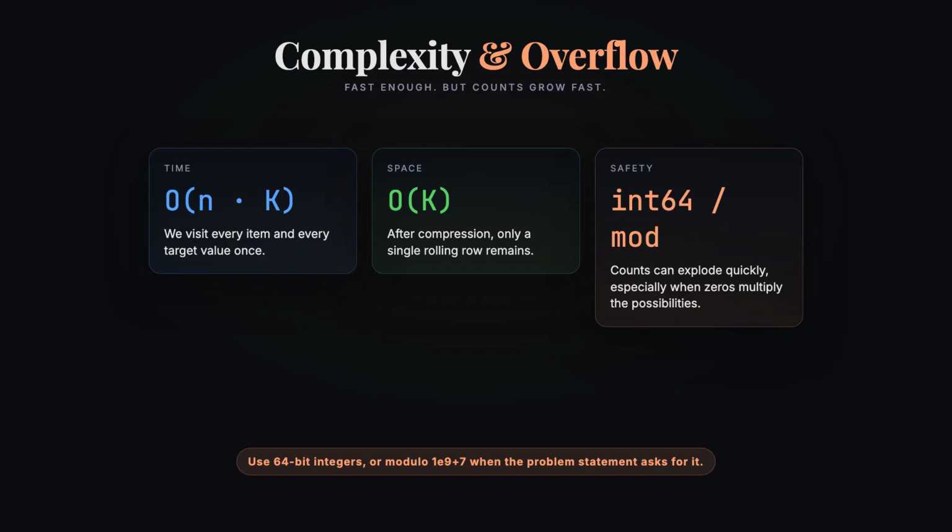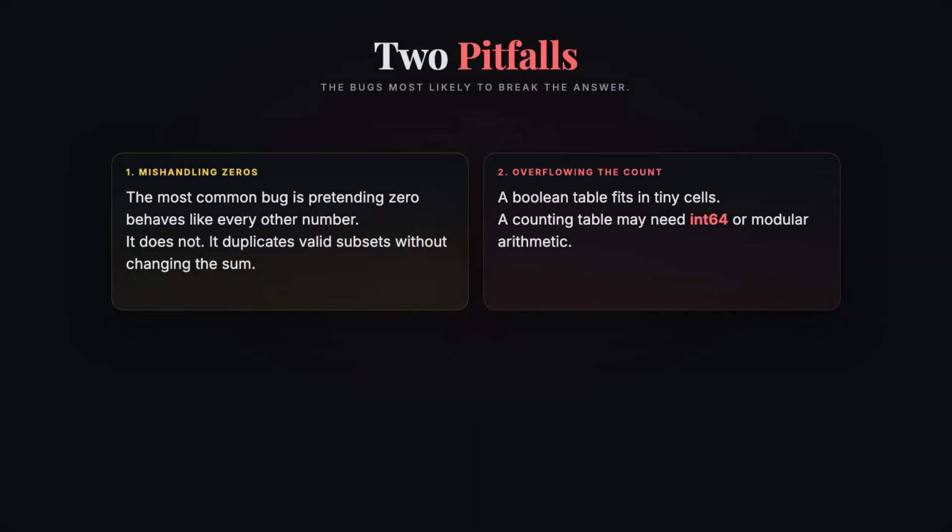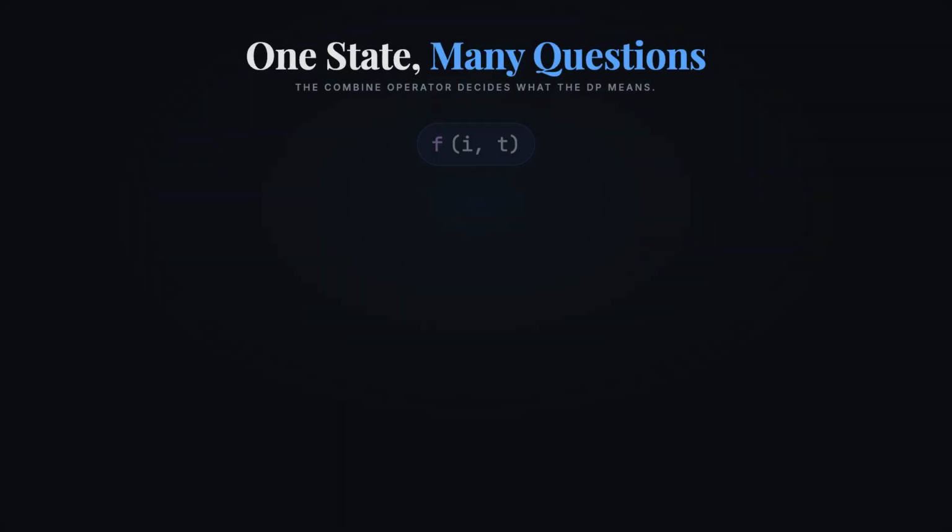And a warning, these counts can grow huge, so use a 64-bit integer. Or take the answer modulo 1,000,000,007, as many versions require. Two pitfalls to remember. First, mishandling zeros. This is the single most common bug in the entire problem. Second, integer overflow on the counts. Guard it in sport.